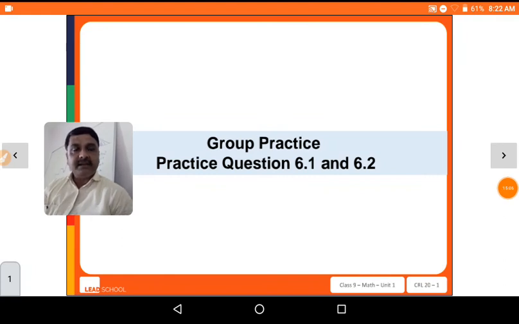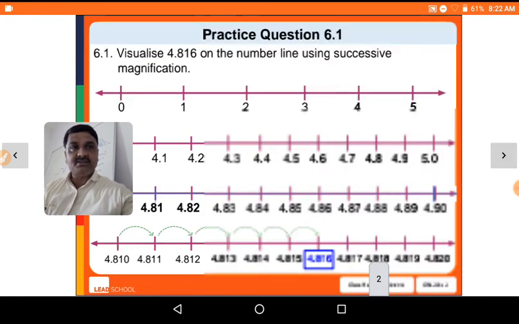So now let us move on to the practice question 6.1 and 6.2 that is available on your supplementary book. So it's open from here, practice question 6.1 and 6.2. So this particular exercise you have to write in your fair book, and simultaneously you also give me the homework of practice question 6.1 and 6.2. So let us move on it.